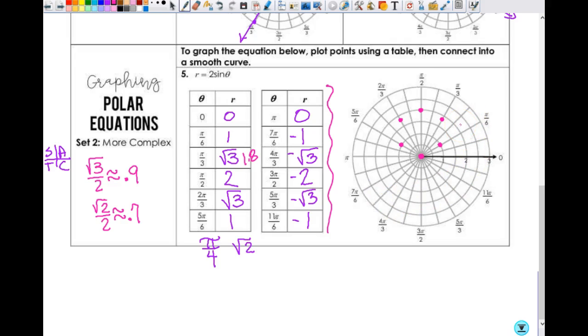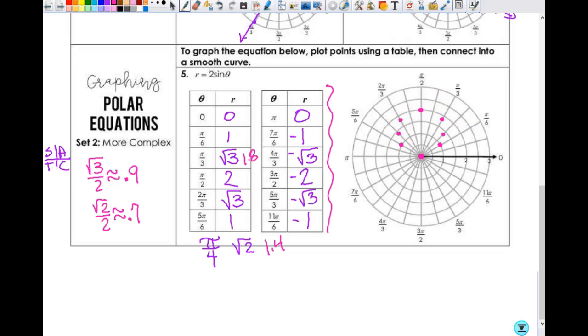So then we look at pi fourths. Pi fourths is square root of 2. So square root of 2 over 2 is about 0.7, which means this is about 1.4. So I go to pi fourths, and 1.4 would be right about there. When I go over here, it would be right about there as well.